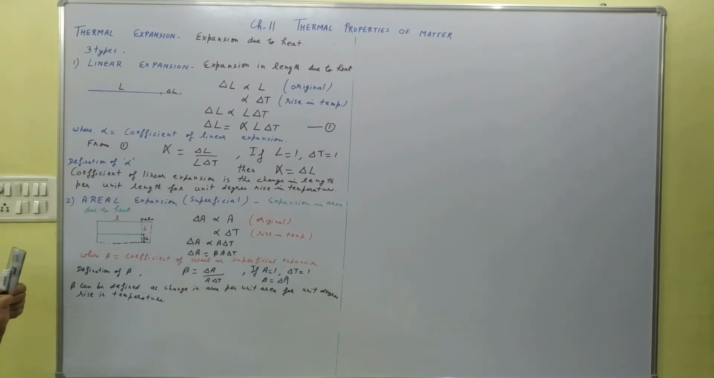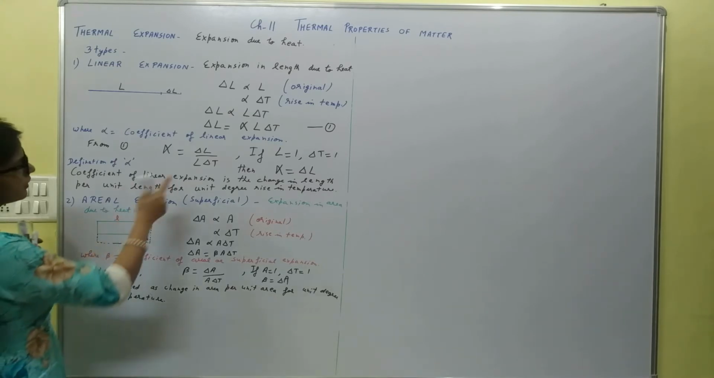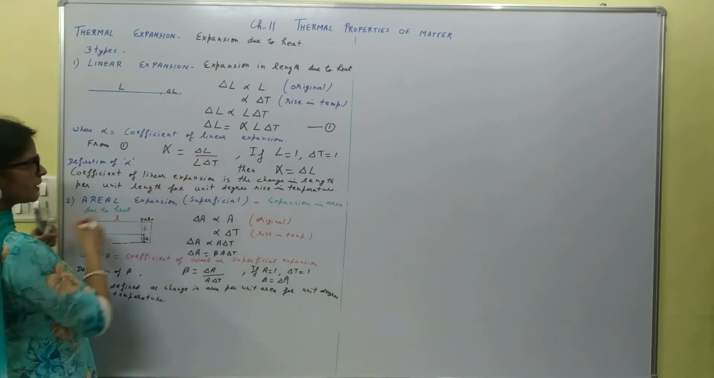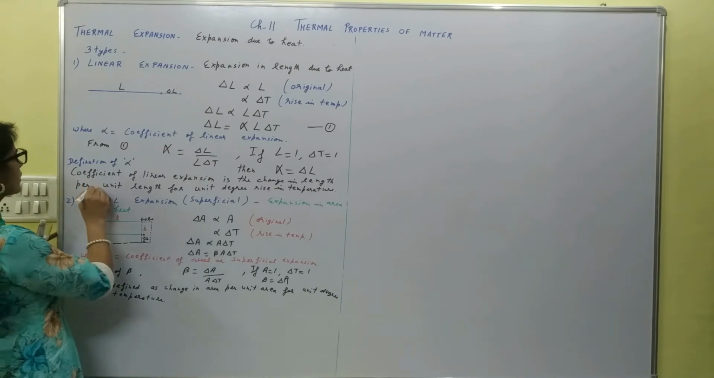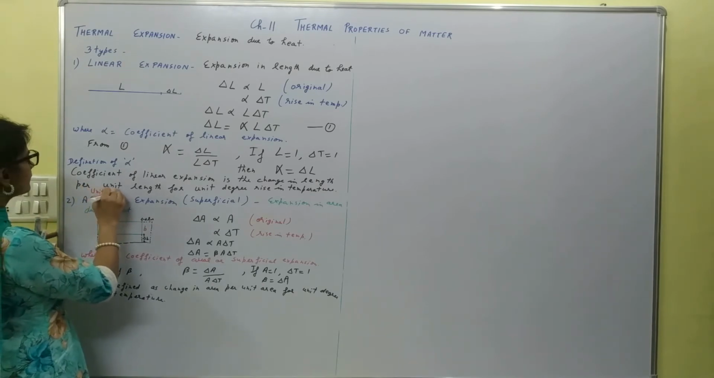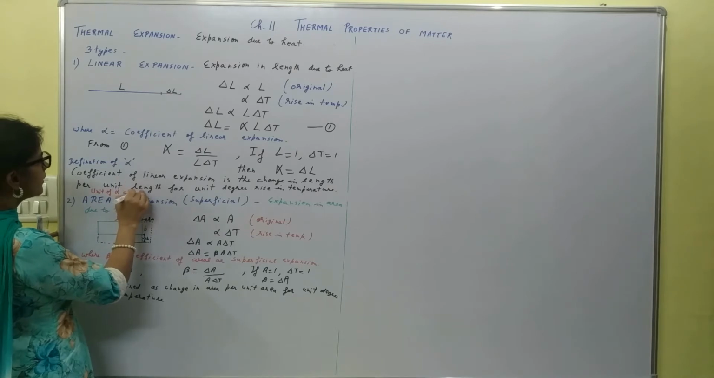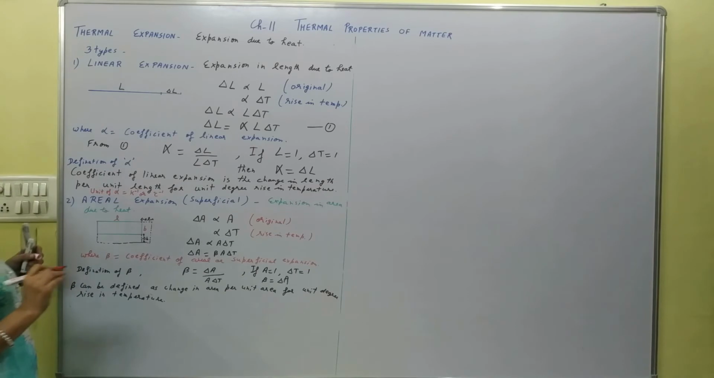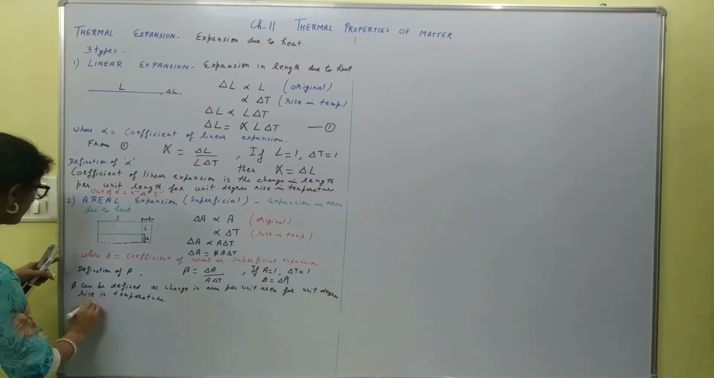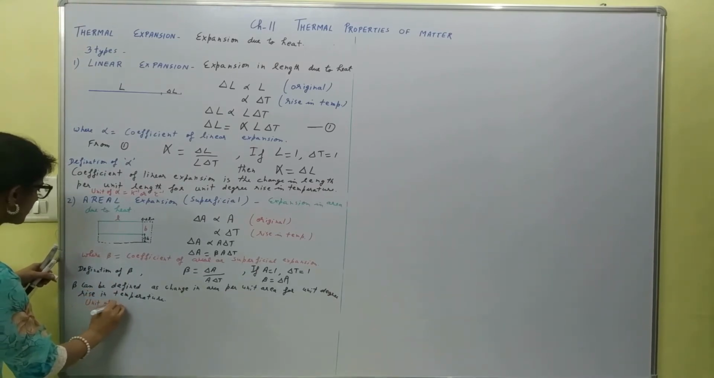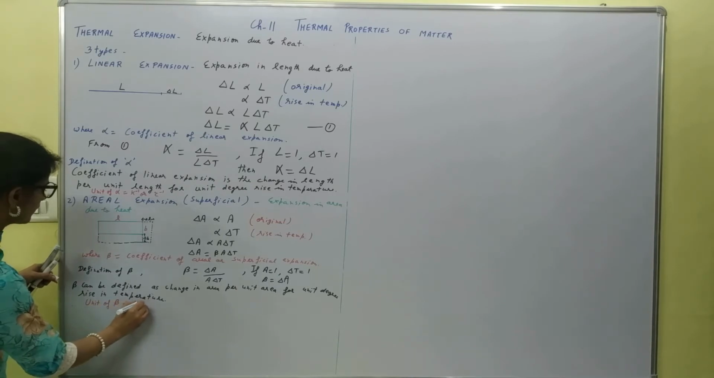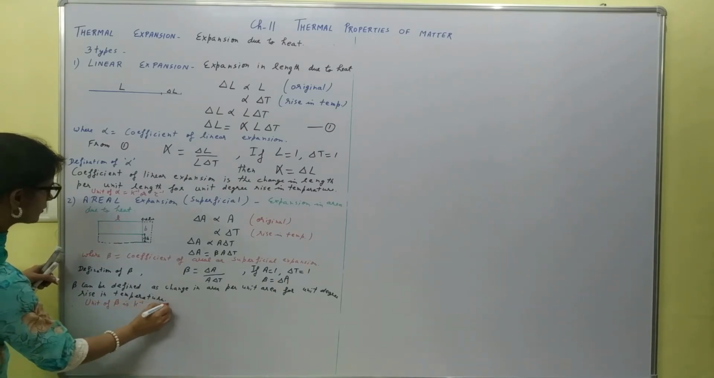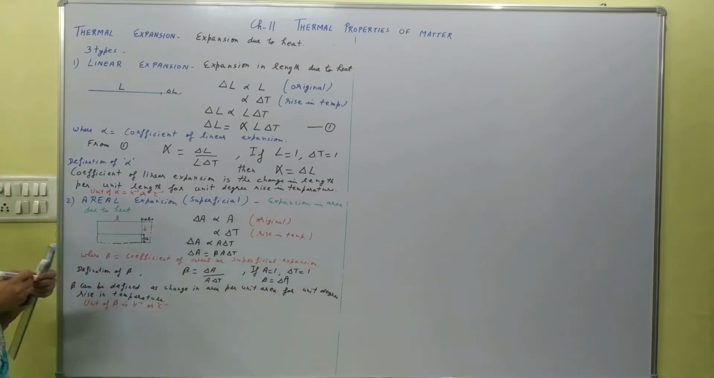If I want to write the unit of alpha or beta, what will be the unit? The length unit cancels, so this will be temperature inverse. So you can say the unit of alpha is Kelvin inverse or Celsius inverse. Similarly here, the unit of beta is Kelvin inverse or Celsius inverse. Why? Because the area units cancel, then this will be 1 upon temperature.